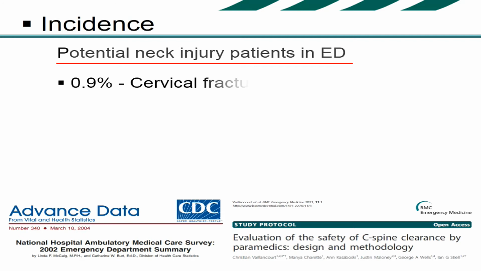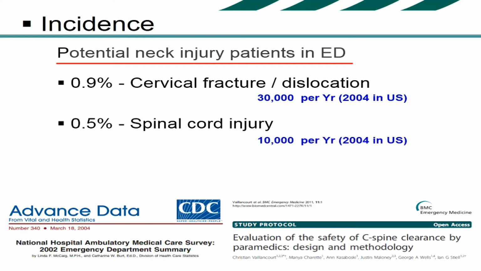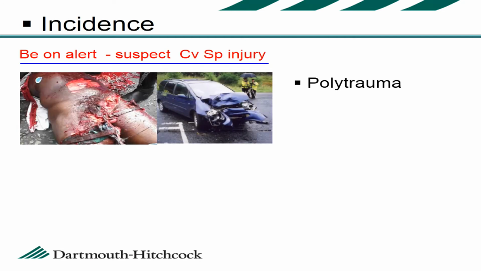So how often do you think that a person who comes to an emergency room brought by ambulance may have a neck injury? It's just about 1%. Of those with a serious injury that come in, about 1% will have a neck injury. And about half of them, 0.5%, will also have some degree of cord injury. So that's the volume of neck injury that you are going to expect.